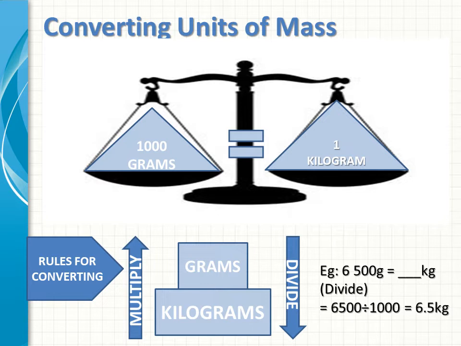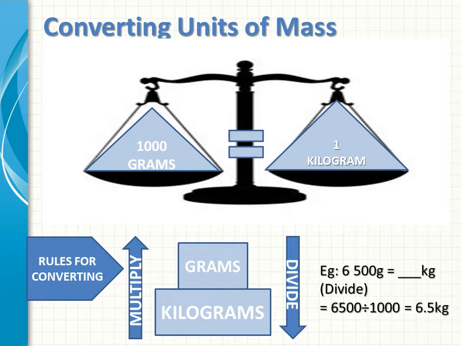Now look at this picture we have here. It's showing the grams and the kilograms in a box. The grams is at the top and the kilograms is underneath. The grams is smaller than kilograms. So when we are moving from grams to kilograms, we divide. And when we are moving from kilograms to grams, we multiply.